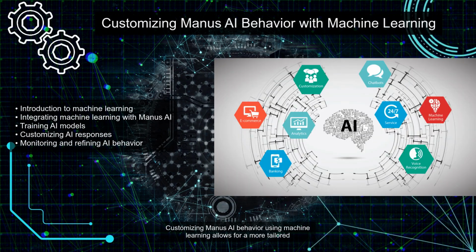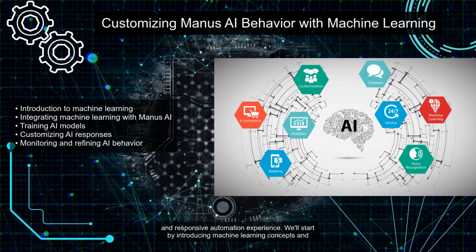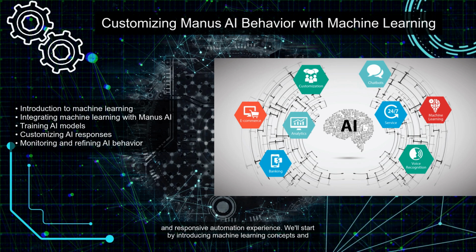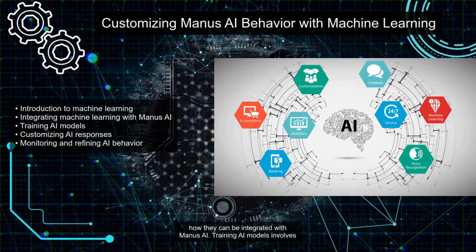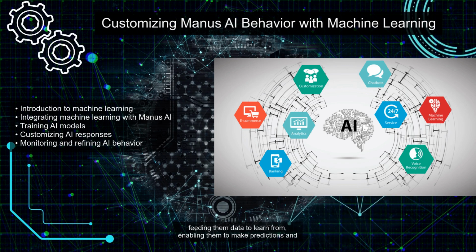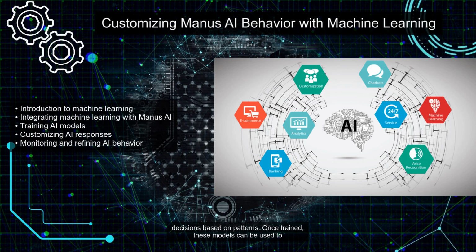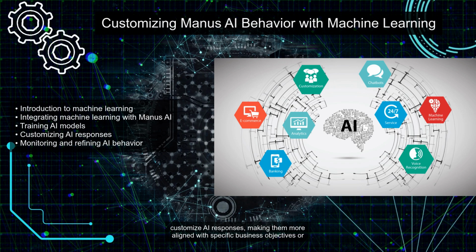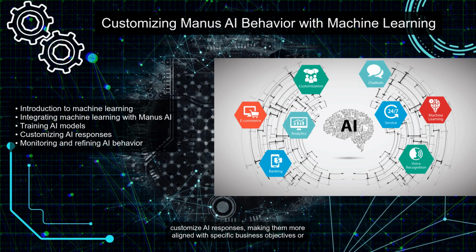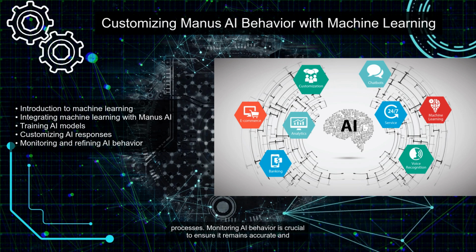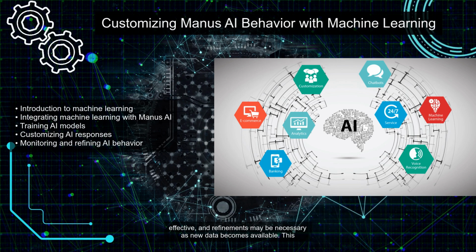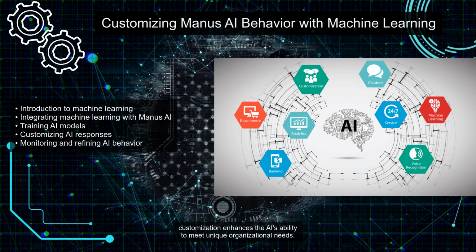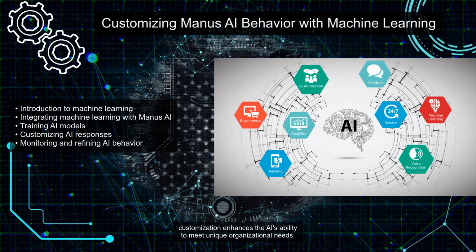Customizing Manus AI behavior using machine learning allows for a more tailored and responsive automation experience. We'll start by introducing machine learning concepts and how they can be integrated with Manus AI. Training AI models involves feeding them data to learn from, enabling them to make predictions and decisions based on patterns. Once trained, these models can be used to customize AI responses, making them more aligned with specific business objectives or processes. Monitoring AI behavior is crucial to ensure it remains accurate and effective, and refinements may be necessary as new data becomes available. This customization enhances the AI's ability to meet unique organizational needs.